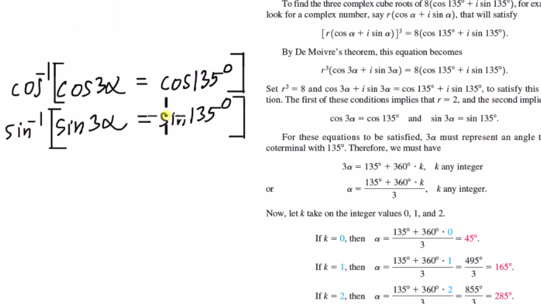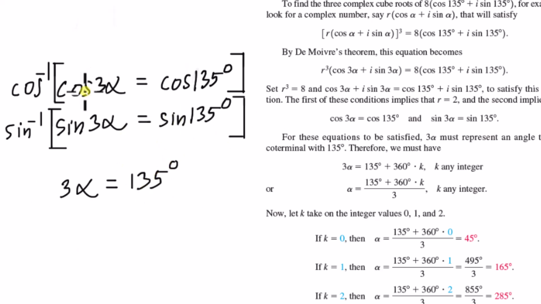And the way you can think about this is that this is like an "and" criteria. We're looking for alphas that satisfy this and this. Now, what's going to come out of both of these is the same equation: 3 alpha is equal to 135 degrees. Okay, and so we're only going to write this once.